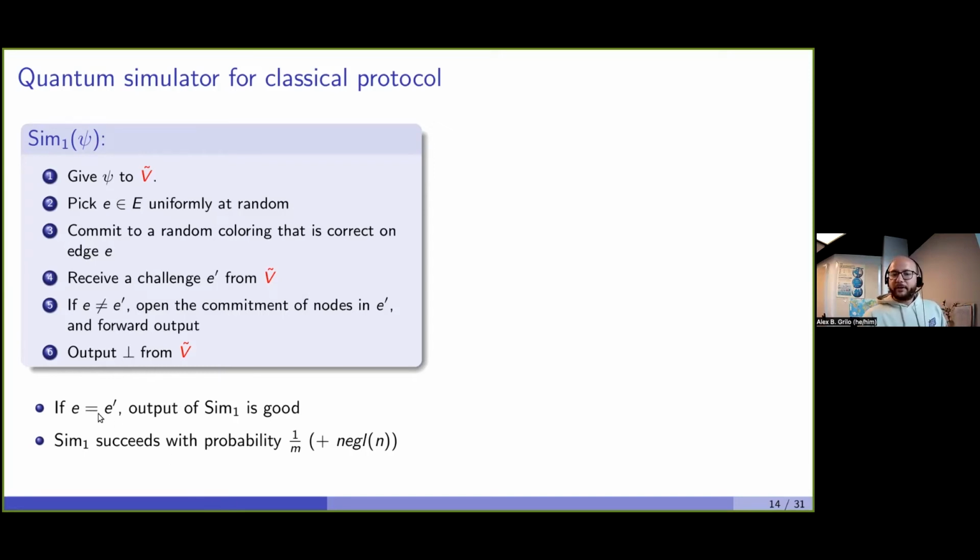And it turns out that the guess was correct. In this case, the guess must be correct with probability. If the guess is correct, then the simulator is fine because the simulator is doing exactly what a supervisor would do. And it turns out that the simulator succeeds with probability that's roughly 1/m. Okay, so we have a simulator that's not good enough because the success probability is not so big, but when it succeeds, then we're good to go.